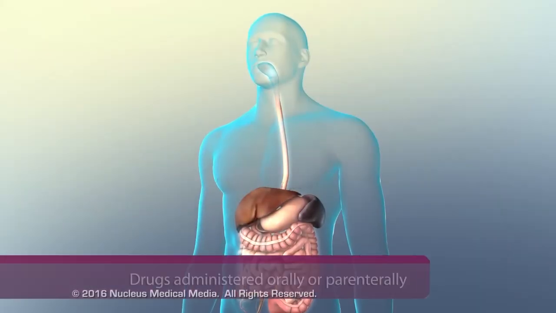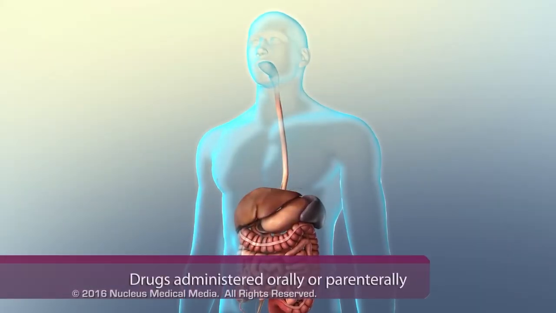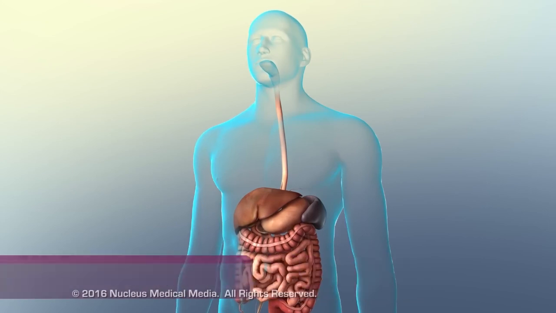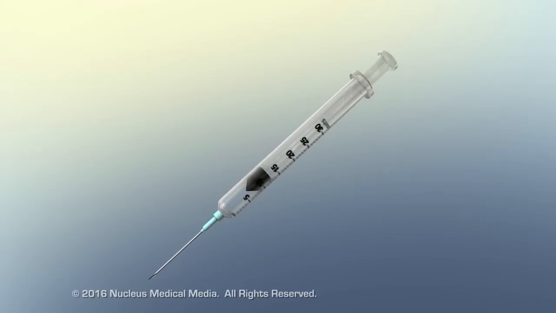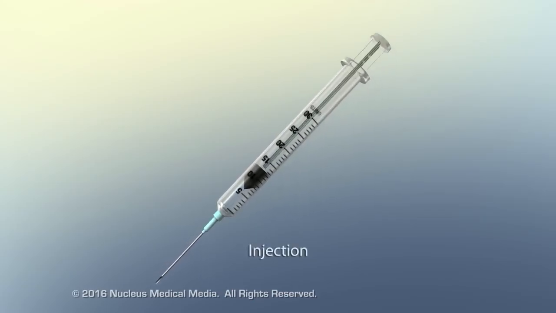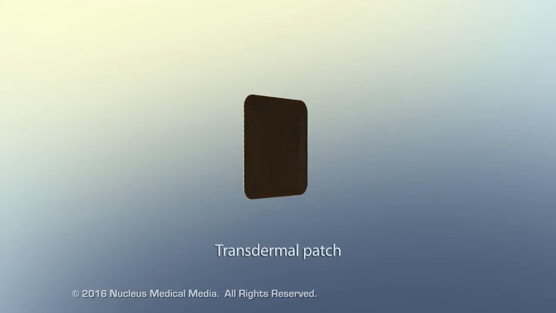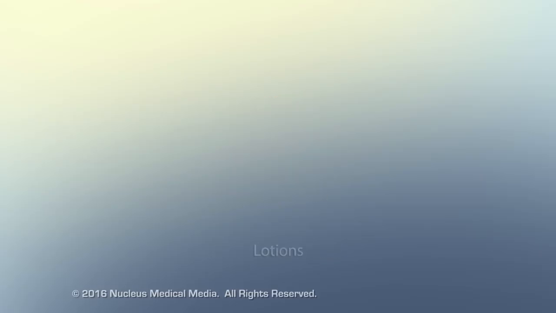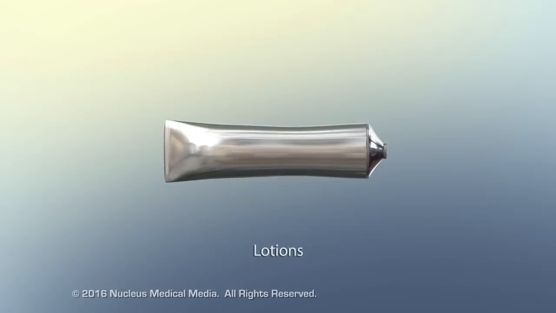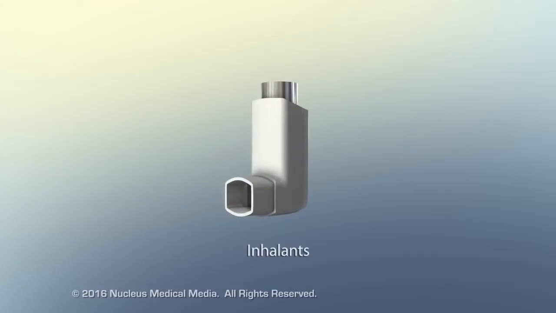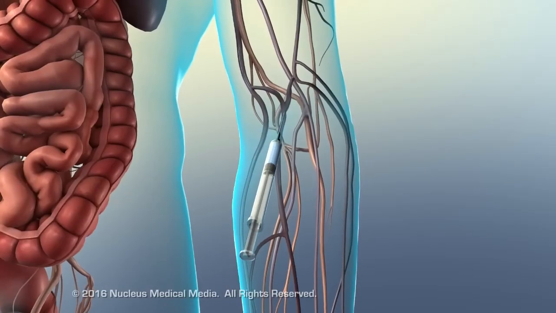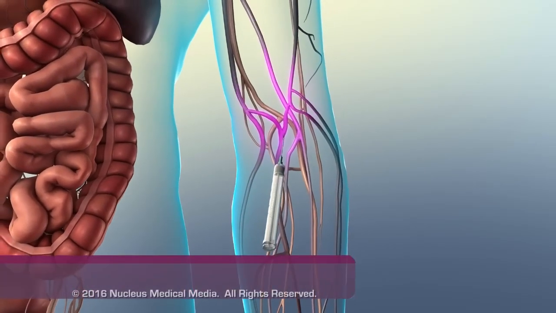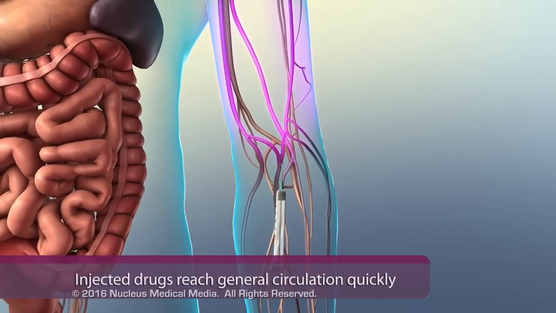Drugs are usually administered orally or parenterally. Parenteral drugs bypass the digestive tract. Parenteral routes include injection, transdermal patches, lotions, inhalants, and suppositories. If injected, the drugs reach general circulation quickly and have an immediate effect.